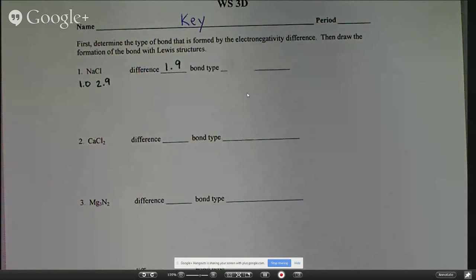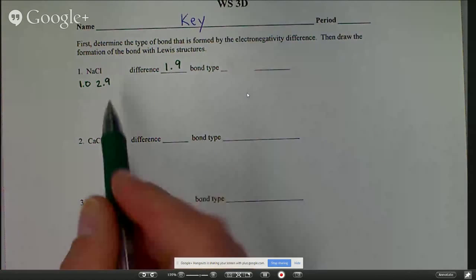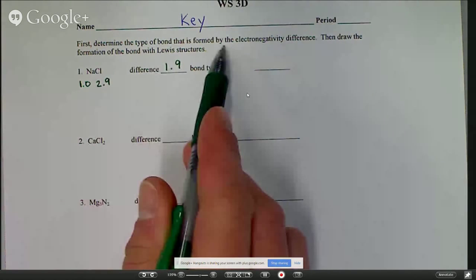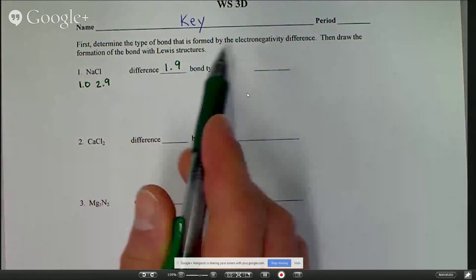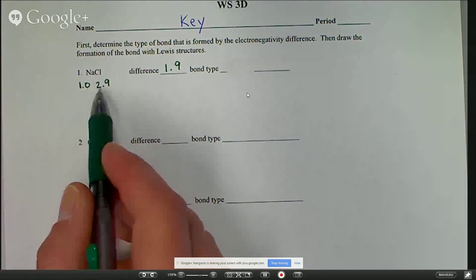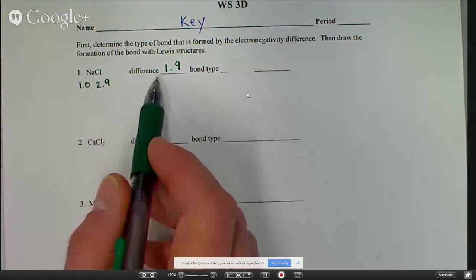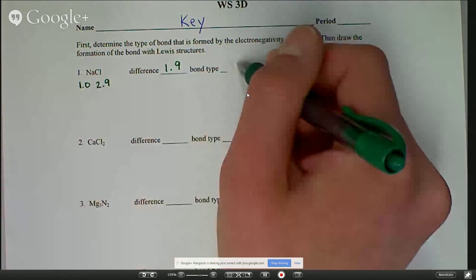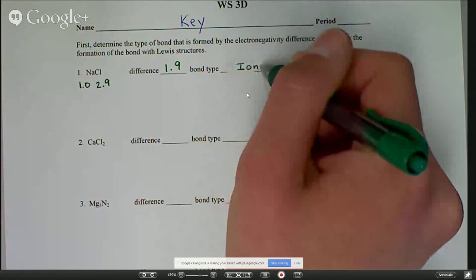I want to start off looking at the video key for worksheet 3D bonding types that you had last night. To start off, we're going to determine the type of bond that's formed by the electronegativity difference. So for sodium and chlorine in sodium chloride, we have 1 and 2.9, which gives us a difference of 1.9, which tells us that the bond is ionic.